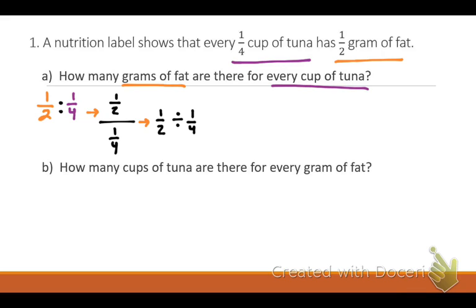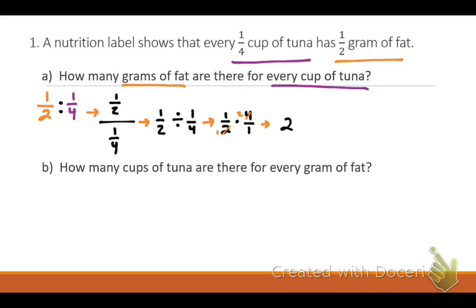Am I allowed to divide fractions? No, so what do I have to do? I've got to do the KFC method. Keep the first one. What do I do to the second? Flip the second one and then change the operation. Joseph, is there anything here I can cross-reduce? 2 and 4. The 2 and 4 become a 1 and a 2. And what is my answer, Riley? 2. The answer is 2.